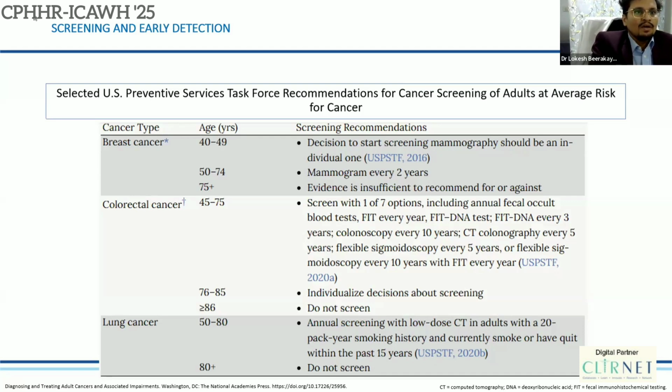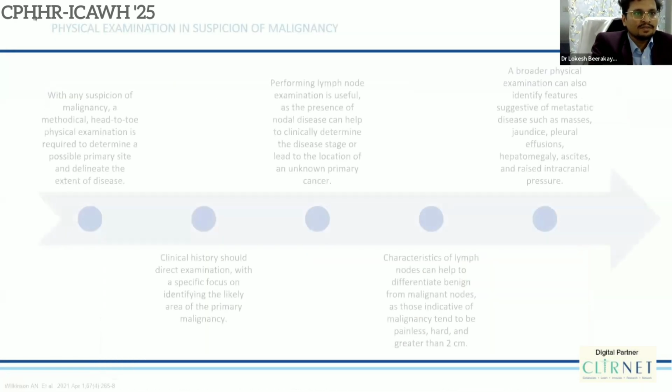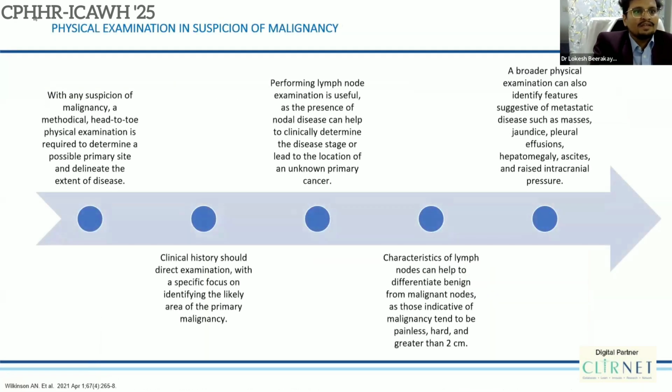You can decide on how frequently you need to repeat the test and look for any cancer in certain patients. With any suspicion of malignancy, a head to toe physical examination is required to determine the possible site and to delineate the extent of disease. Then you have to focus on the clinical history, with a direct examination with specific focus on identifying the likely area of primary malignancy. So you need to look for which system is involved, and you might need to localize the part where the malignancy is present.